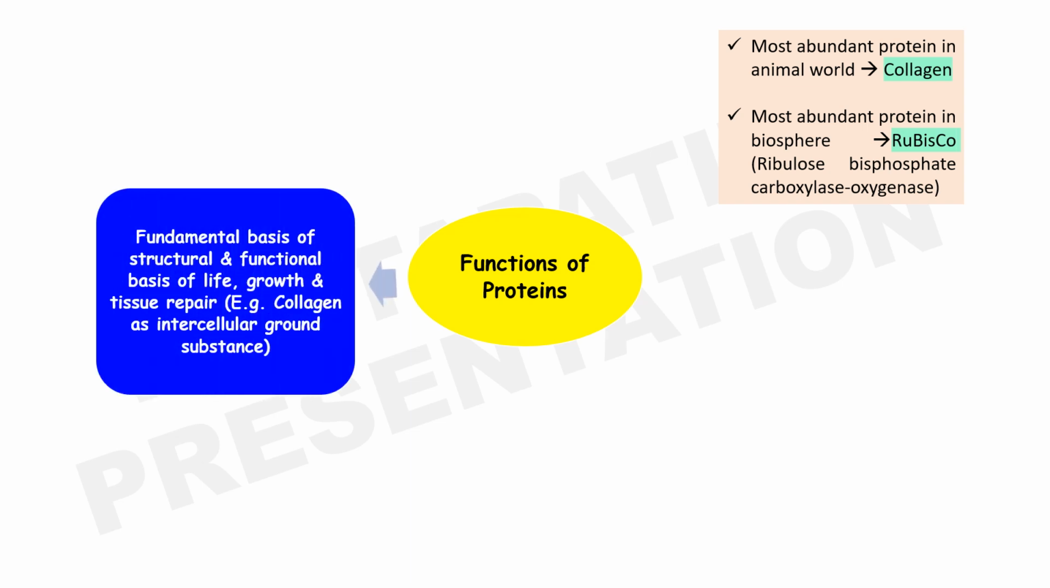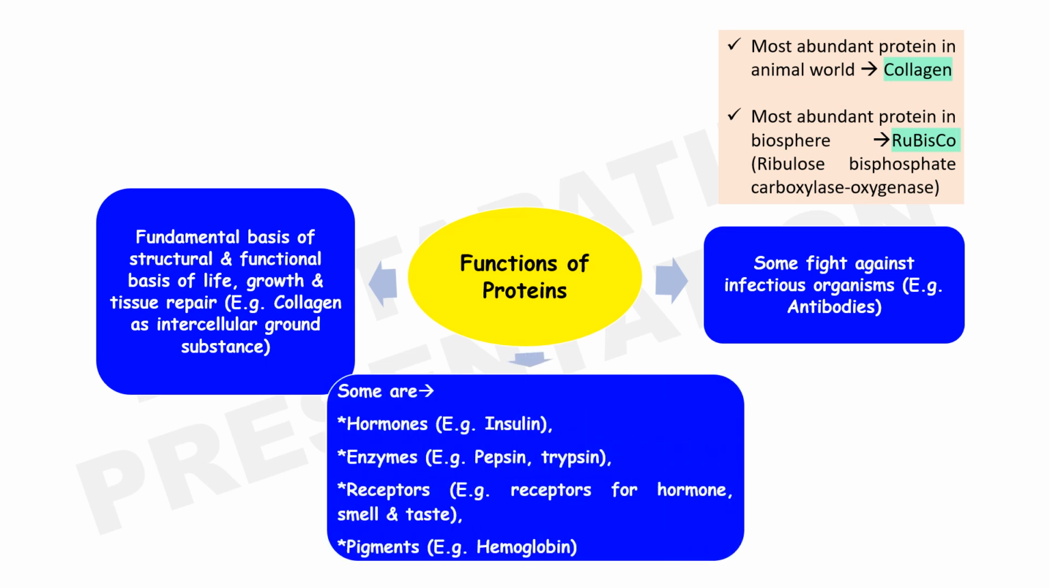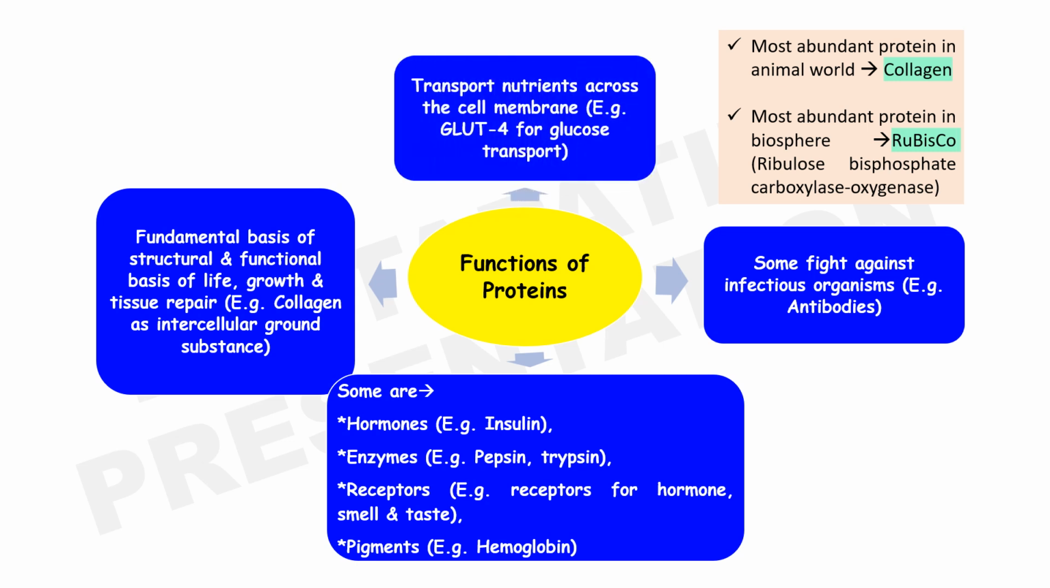Proteins are the fundamental basis of structure and function of life, growth and tissue repair. Some proteins fight against infectious organisms, for example antibodies, which are made up of glycoproteins. Some proteins are hormones like insulin, enzymes like pepsin and trypsin, receptors like receptors for hormones, smell and taste, and pigments, for example hemoglobin. Some proteins transport nutrients across the cell membrane, for example GLUT4 for glucose transport.